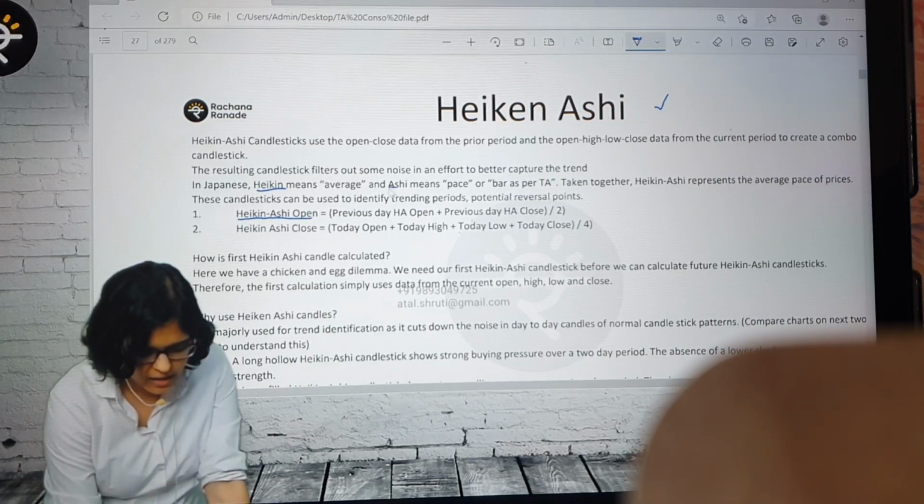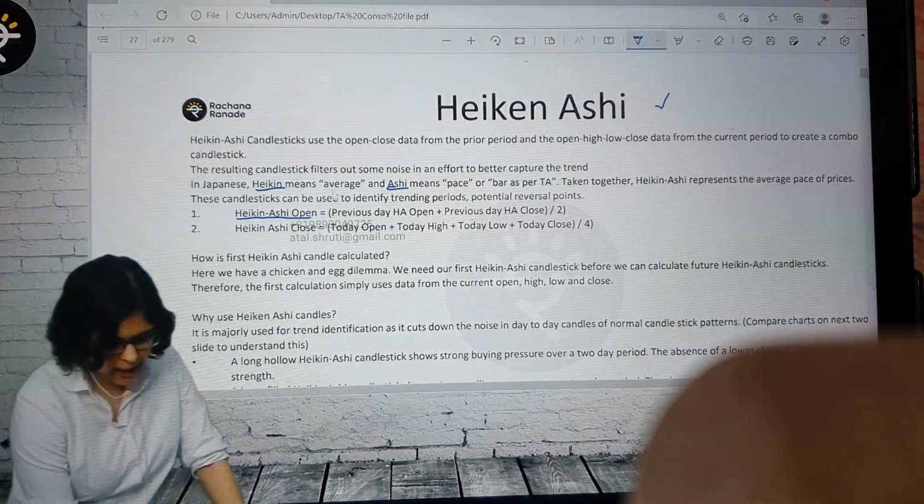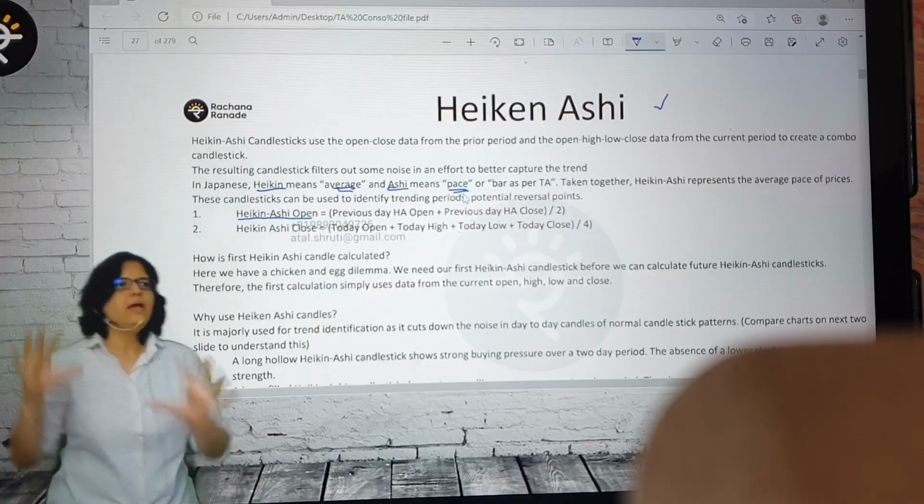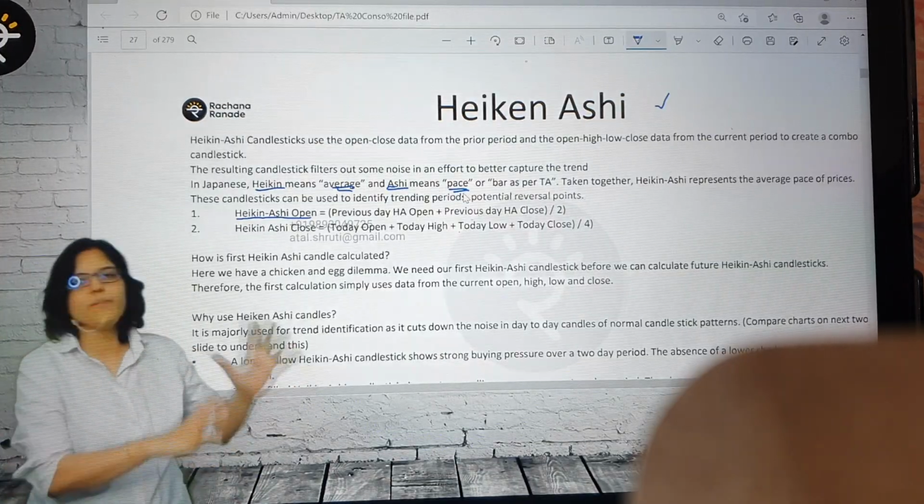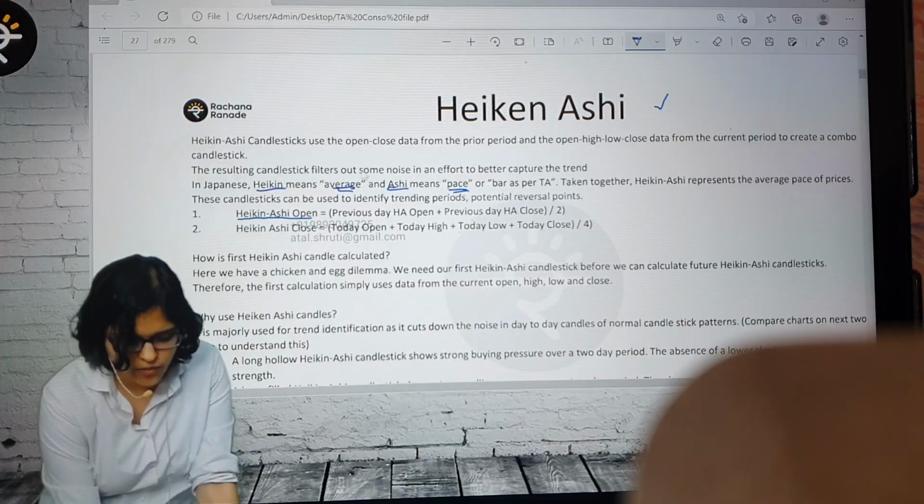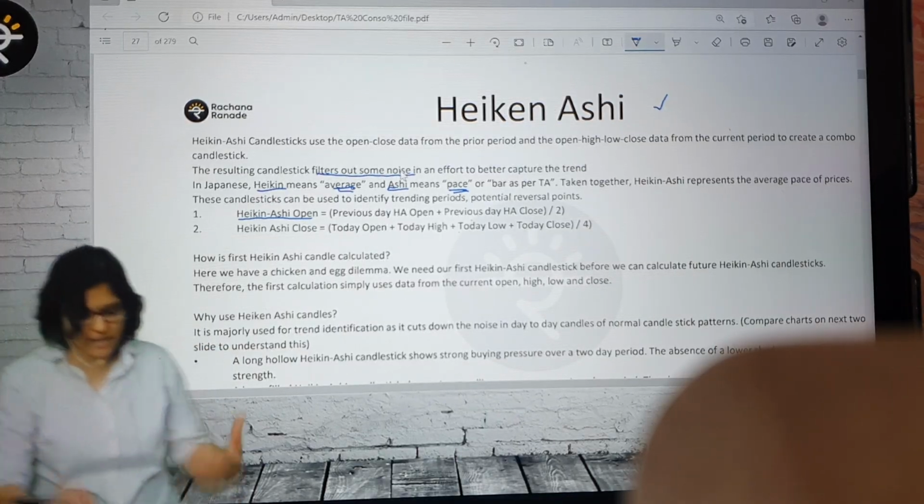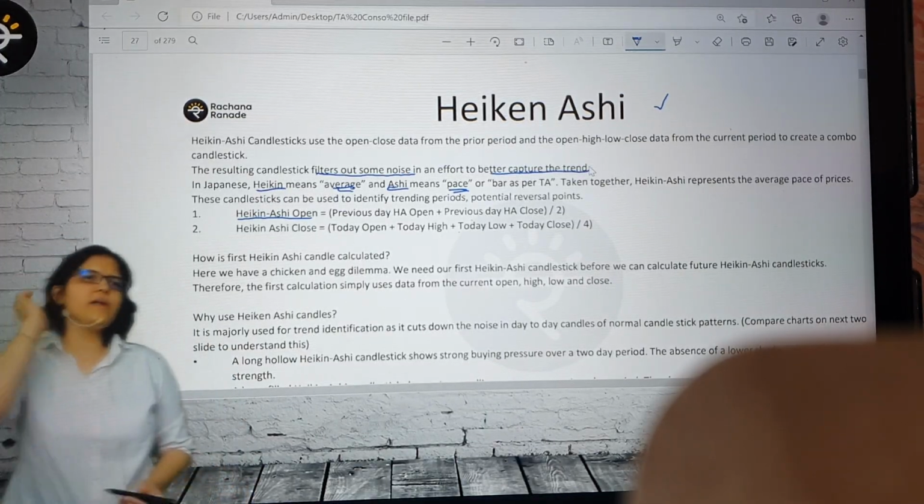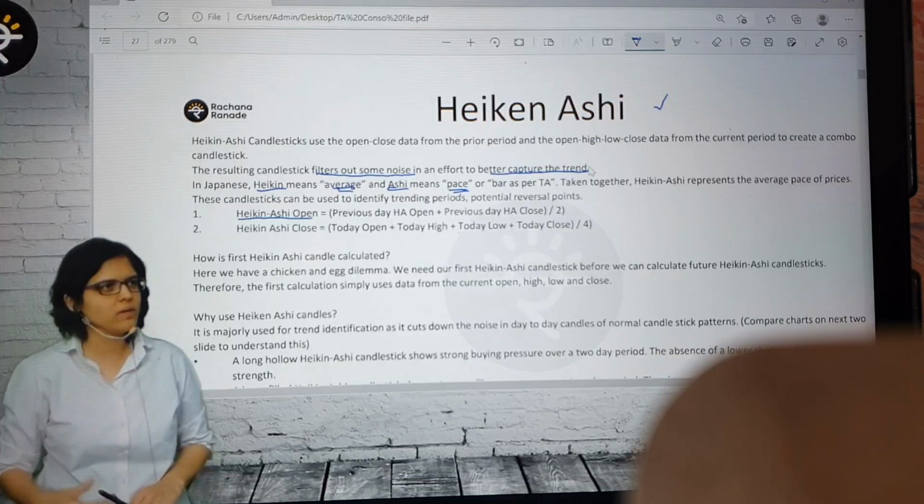In the Heikin Ashi chart, Heikin means average, Ashi means pace. It averages out the pace. It smoothens out the pace. Basically it says that the resulting candlestick filters out some noise and better captures the trend. It helps us to identify the trend, whether it is a downtrend, an upward trend, or a sideways trend. It will help me to identify that.